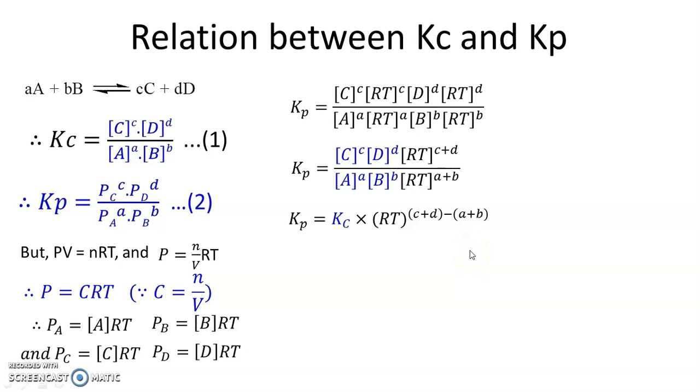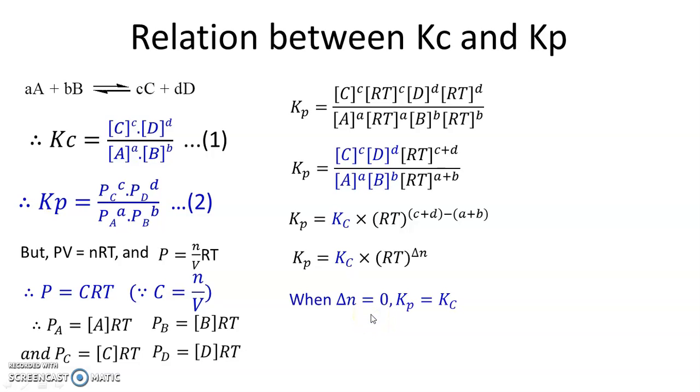Now the difference between the number of moles of gaseous products and the number of moles of gaseous reactants is delta N. So this (c plus d) minus (a plus b) is the sum of moles of gaseous products minus the sum of moles of gaseous reactants. This difference is delta N, and therefore Kp is equal to Kc into RT raised to delta N, and this is the relation between Kp and Kc.